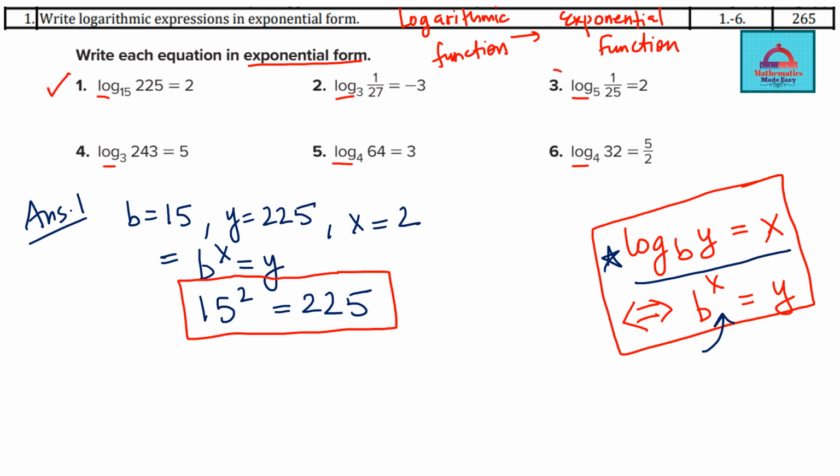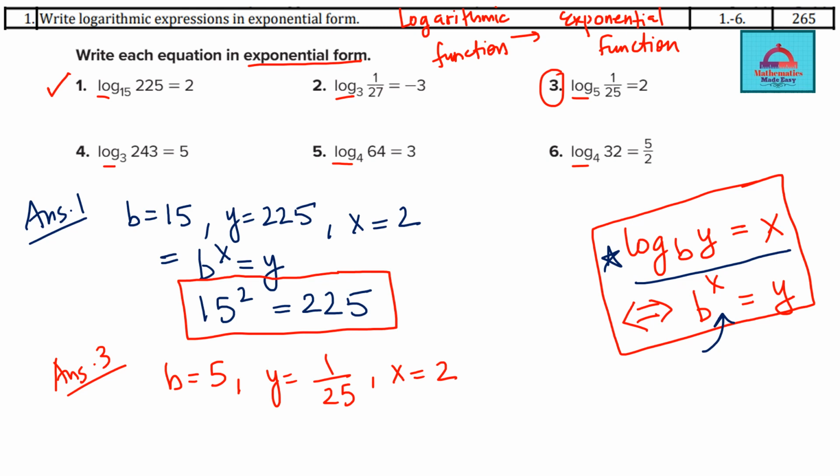So I'm going to choose now question number 3. Here you see you have a fraction involved, but the formula or the method to solve is the same. There is no change in that. The only value which is changed here is of the variable. So base is 5. What is y here? Y is the fraction 1 by 25 and x is the value 2.